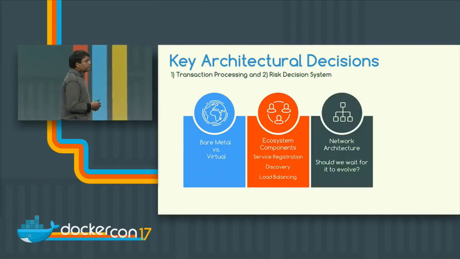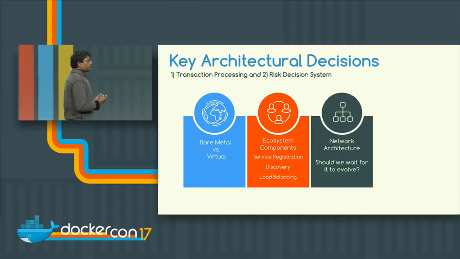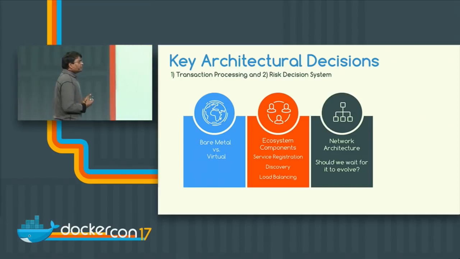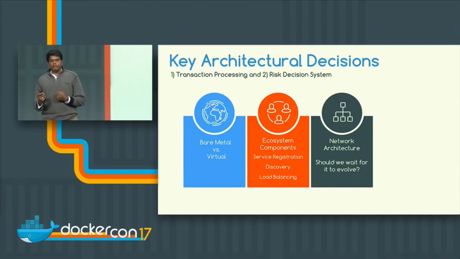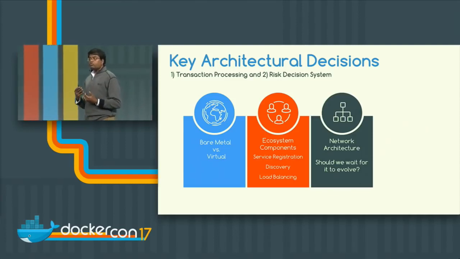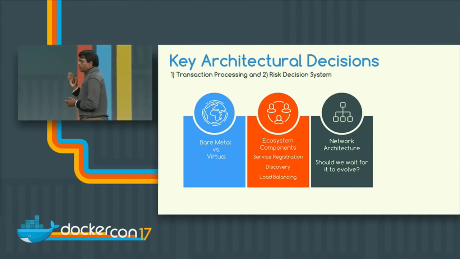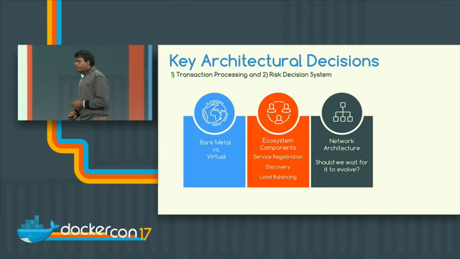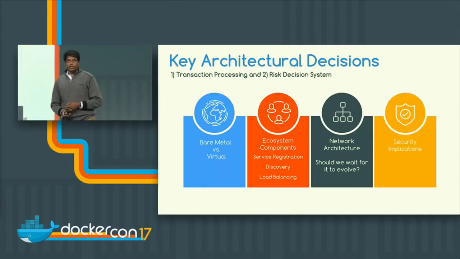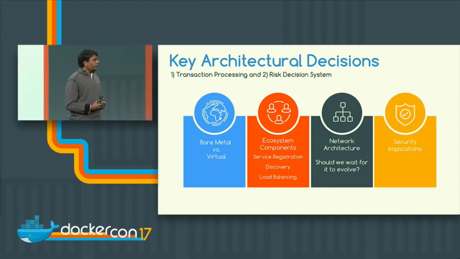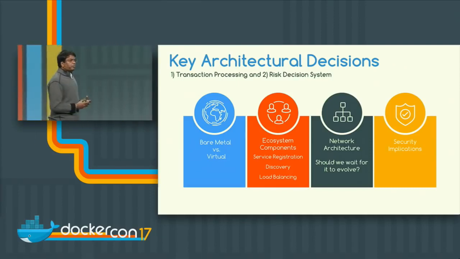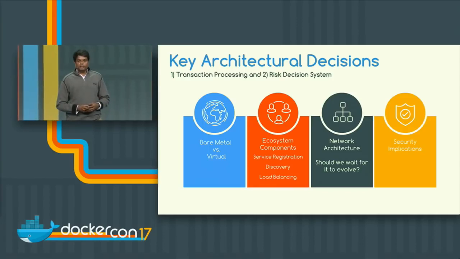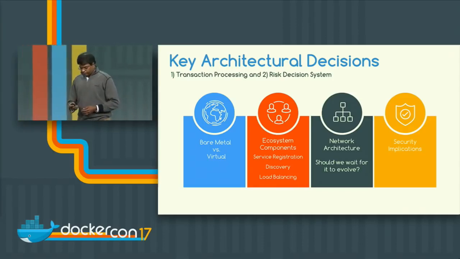And the third one is, we're making a lot of progress on network and software-defined network at Visa. We were deciding, should we wait for that to happen? Should we go with this? And we said that if we are going to wait, we'll be waiting forever. We said we'll go with what we have, with Docker bridge networking at that time. And then more importantly, security. We got all the approvals required and validations from a security perspective.